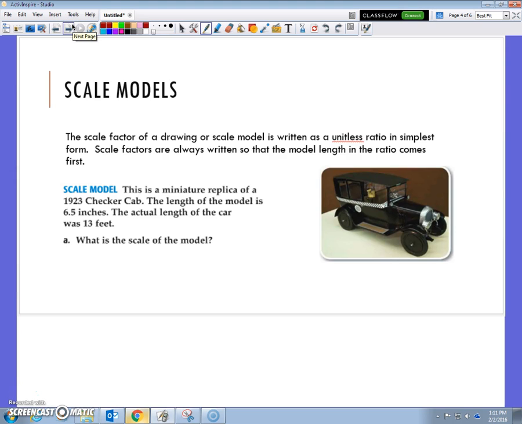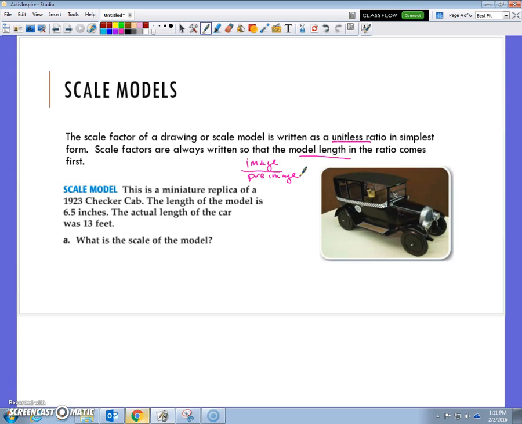This is important. I've said this several times throughout, but I just wanted to put it in writing for you so you can reference it. The scale factor of a drawing or scale model is written as a unitless ratio in simplest form. Scale factors are always written so that the model length in the ratio comes first. So this is just reinforcing that we're talking about image compared to pre-image.